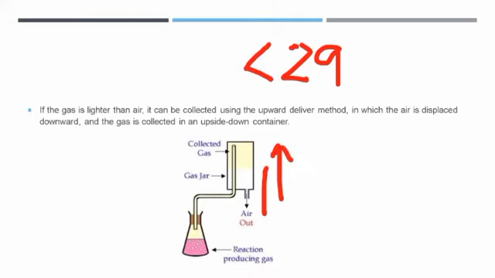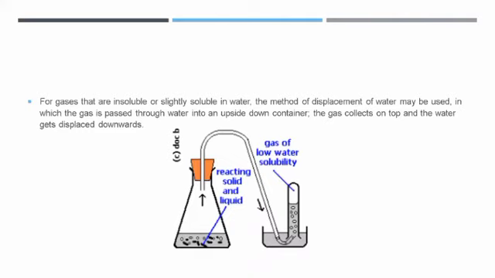Air is being displaced downwards and the gas is being collected over here. But if I have an insoluble gas or a gas with very low solubility, for example, oxygen, then I can displace water for that. I can pass my gas through water and it's going to be collected at the top, because since it's not going to dissolve in water, it's going to be collected at the top. Since the water has a low density and the gas has a high density, the gas is going to be collected at the top.